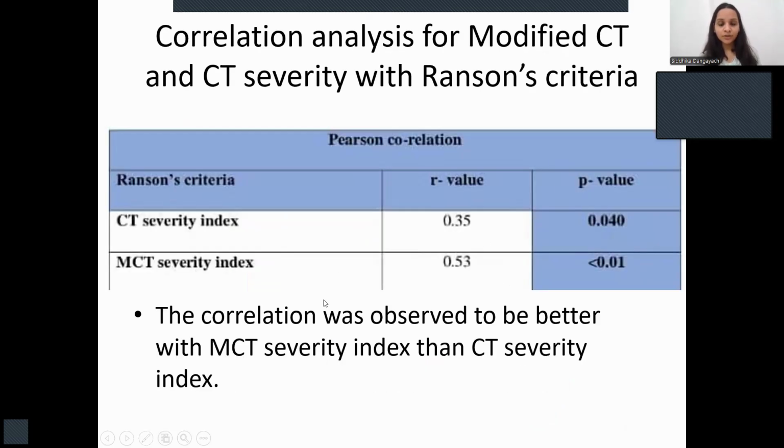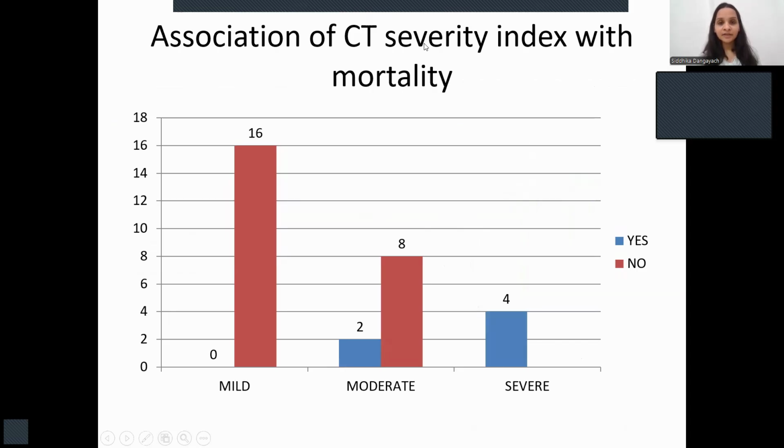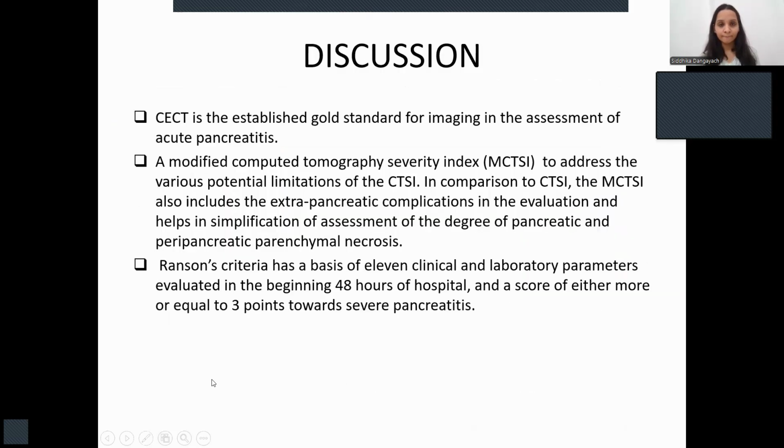It was found that the correlation was better with the modified CT severity index compared to the conventional CT severity index. The R value was 0.35 with a p-value of 0.040 for the CT severity index, and for the modified CT severity index the R value was 0.53. Regarding the association of the CT severity index with mortality, patients who had severe pancreatitis had 100% mortality, while patients with mild pancreatitis had a 0% mortality rate.